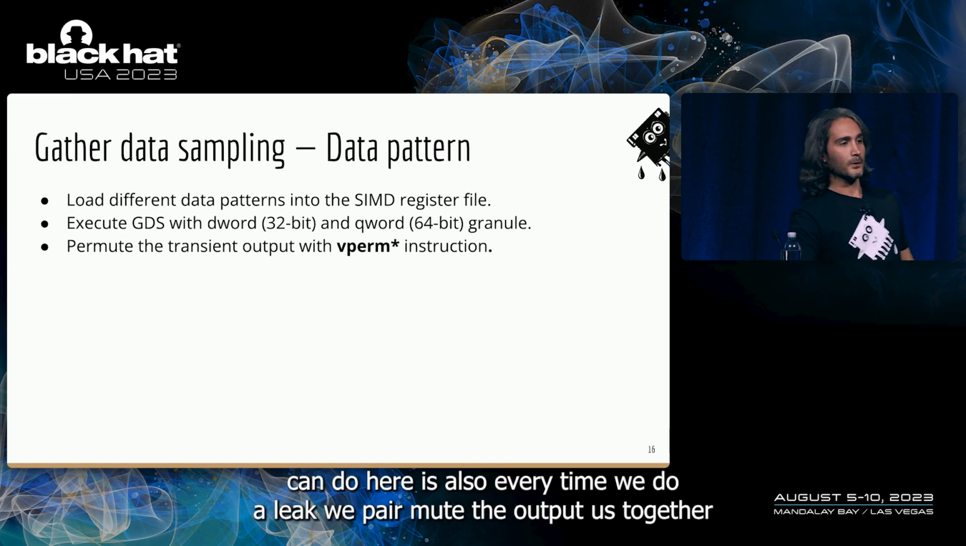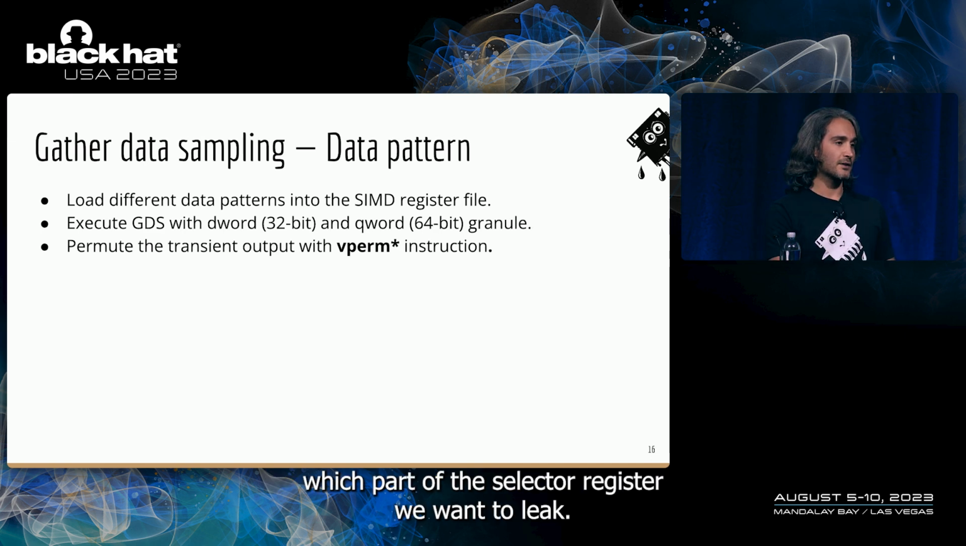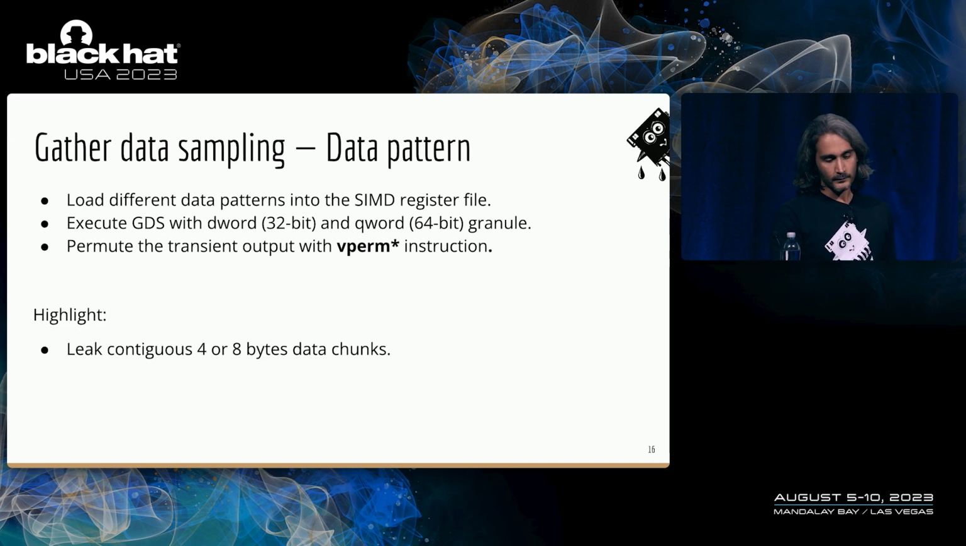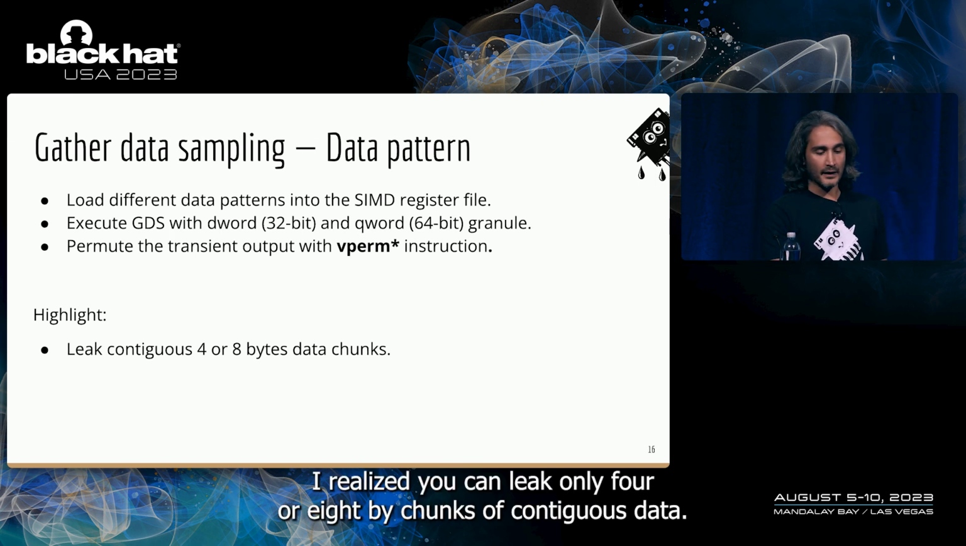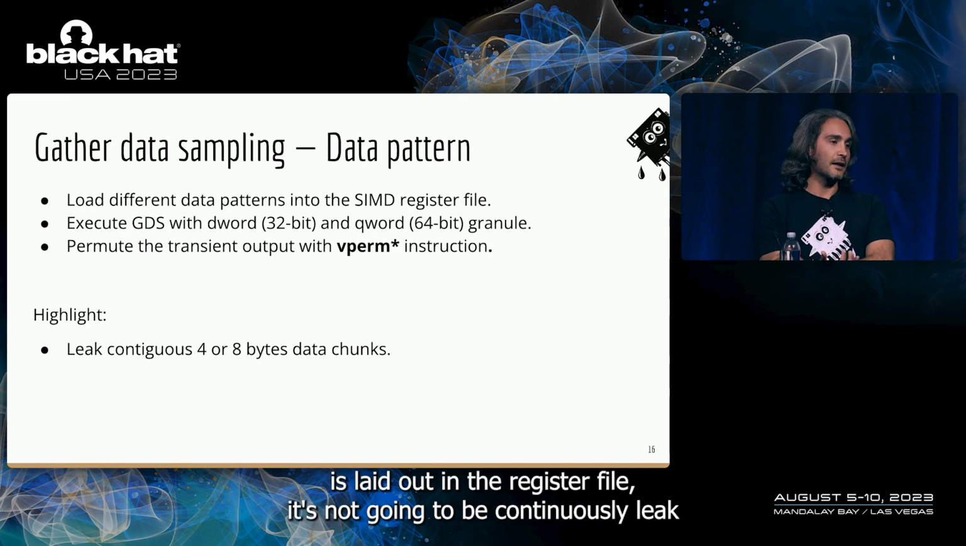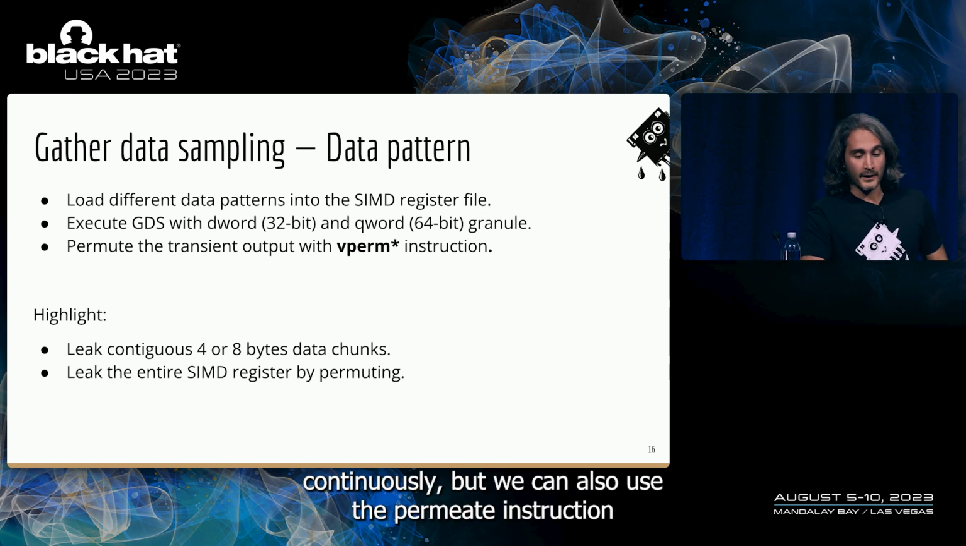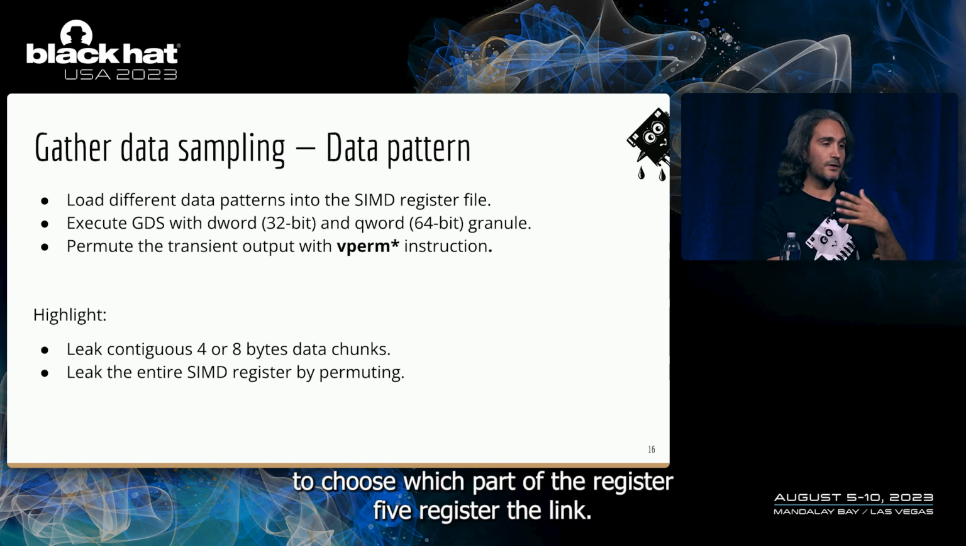And the other thing we can do here is also every time we do a leak, we permute the output of the gather operation before encoding it to the cache, so we can choose which part of this vector register we want to leak. The highlight of this was that I realized you can leak only 4 or 8 byte chunks of contiguous data. So the way this data is laid out in the register file, it's not going to be contiguously leaked to the gather instruction, but we can leak up to 8 bytes of data contiguously. But we can also use the permute instruction to choose which part of the register we leak.